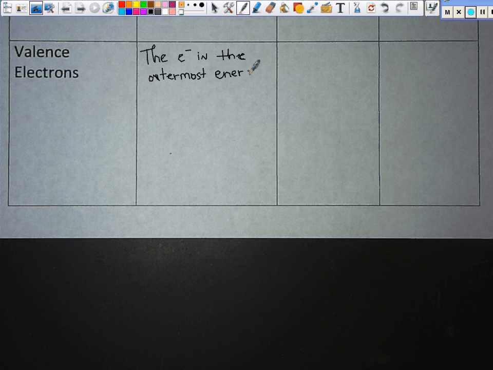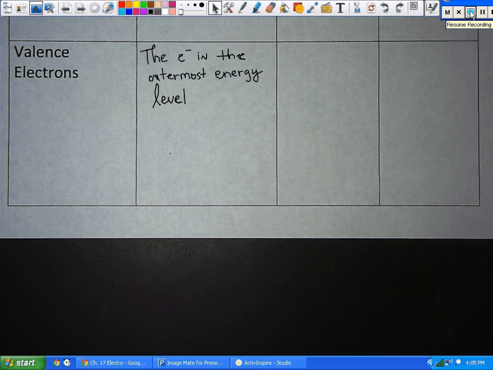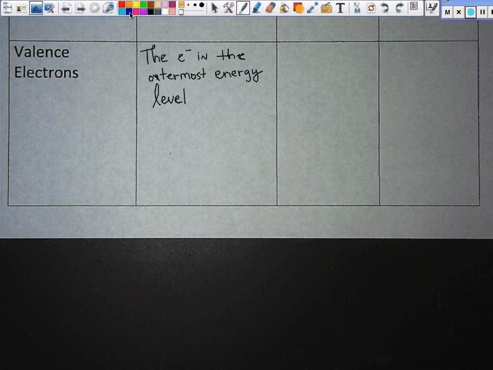All right. Another little fact that I want you to know about valence electrons is that these allow for chemical bonding. These are the electrons that are actually used when atoms bond together. So you really need to know that.